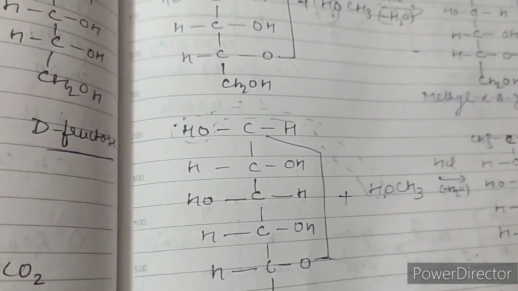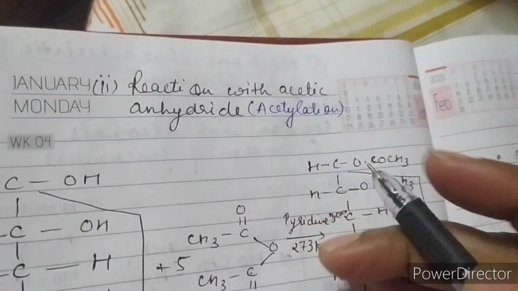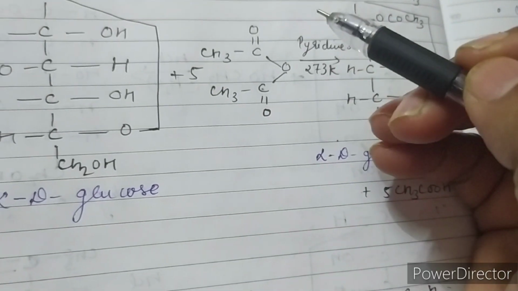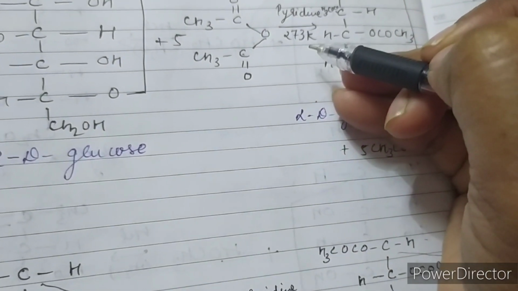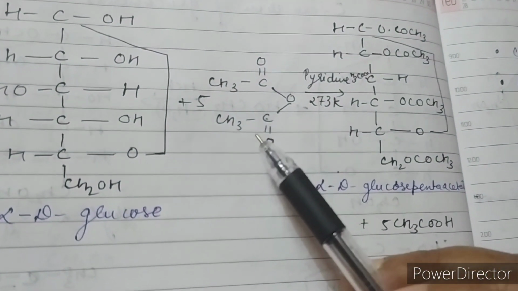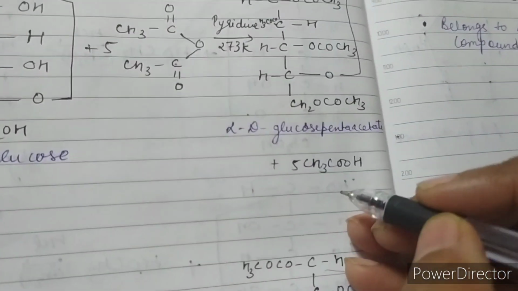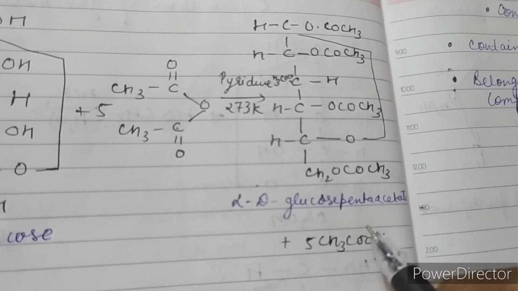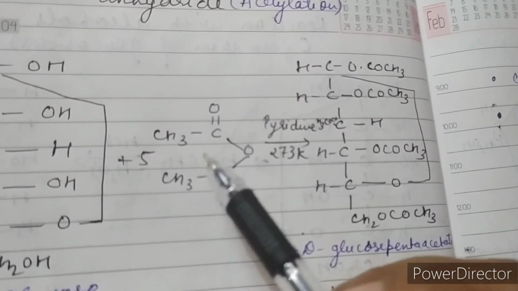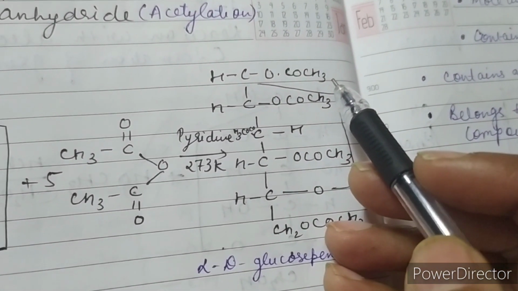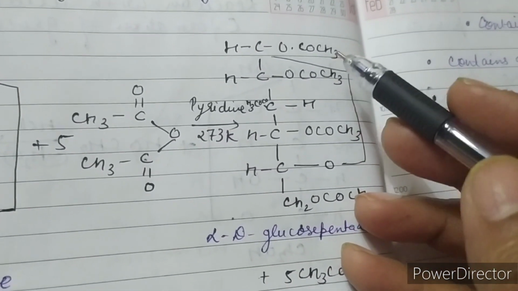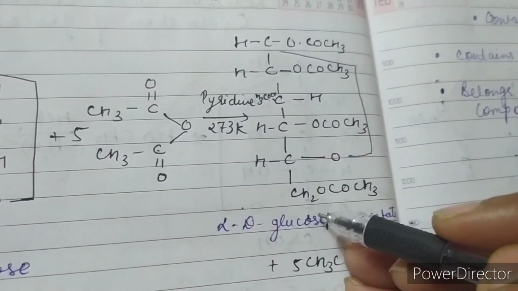Next is reaction with acetic anhydride, also called acetylation. In this also it reacts with acetic anhydride with pyridine solution at 273 Kelvin to form a mixture of two anomeric pentaacetates. Now here you can see alpha D glucose reacting with 5 acetic anhydride molecules will give you 5 acetic acid molecules, and alpha D glucose pentaacetate has been given. Acetate groups have been attached to all the hydroxyl groups. H has been replaced by the acetate groups, and 1, 2, 3, 4 and 5 acetate molecules.